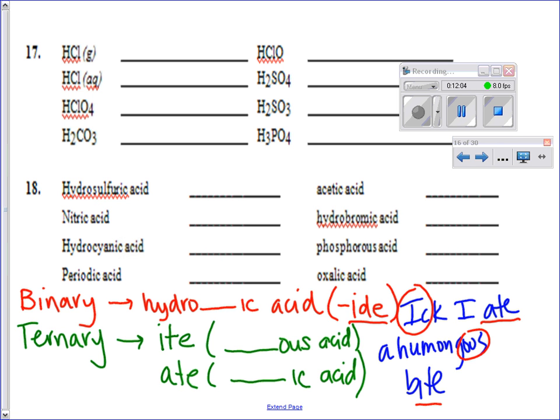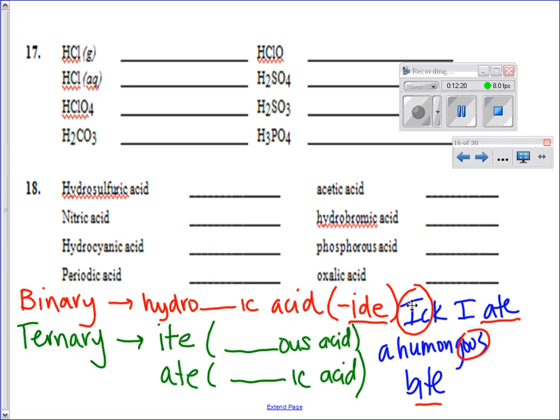What's your saying? Oh, you do? Okay, I thought you did something with icky something. Icky ate a humongous bite. Oh, that's close. I thought it was more different than that. But anyway, so that'll help you remember.